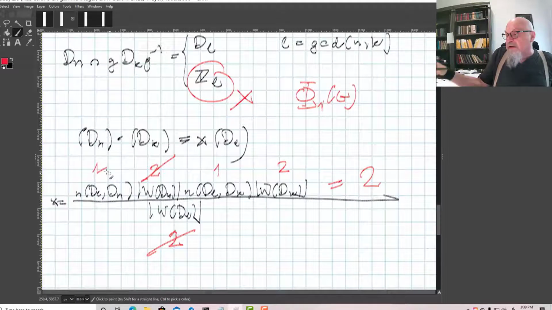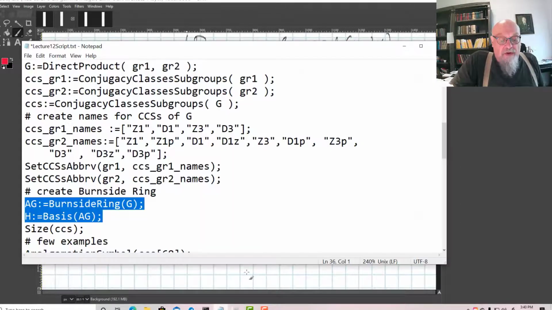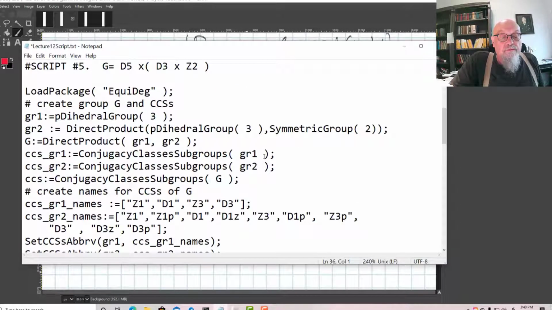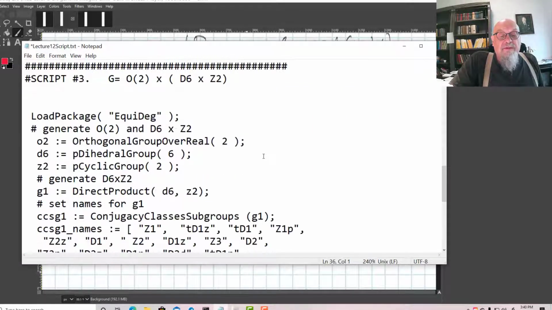So how to generate the group O2 in GAP? Let me discuss the program. So let's go to the next example. And in the next example, we have the group O2 times D6 times Z2.